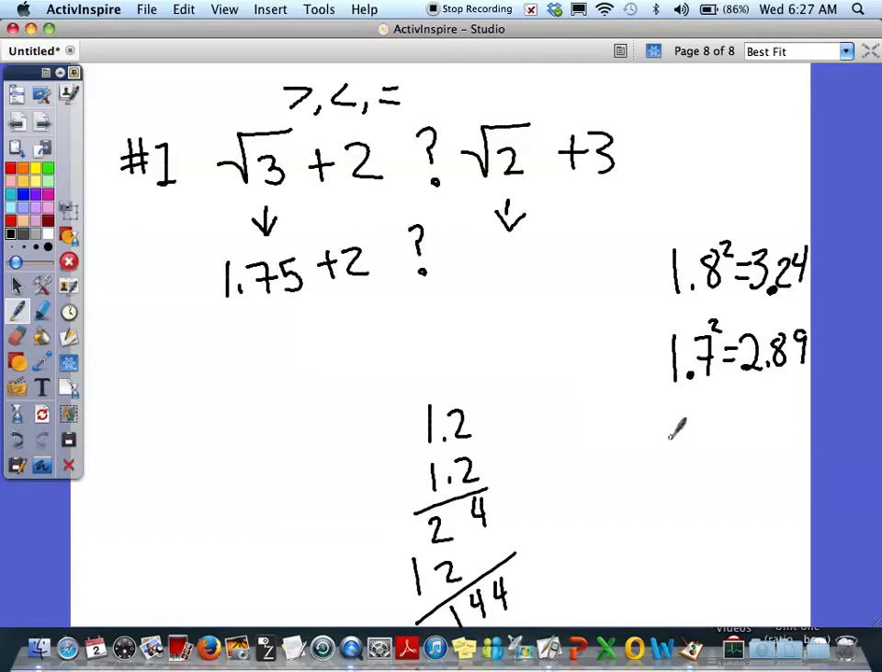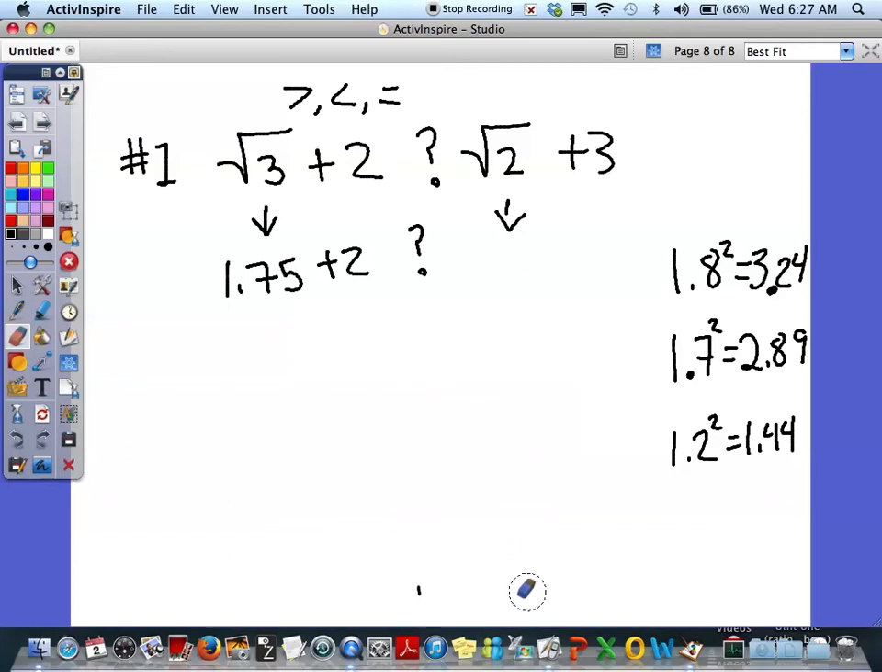So 1.2 squared is 1.44. That's a little bit on the small side. So maybe I guessed too small. Let me try 1.3 squared. 3 times 3 is 9. 3 times 1 is 3, 3 and 1.